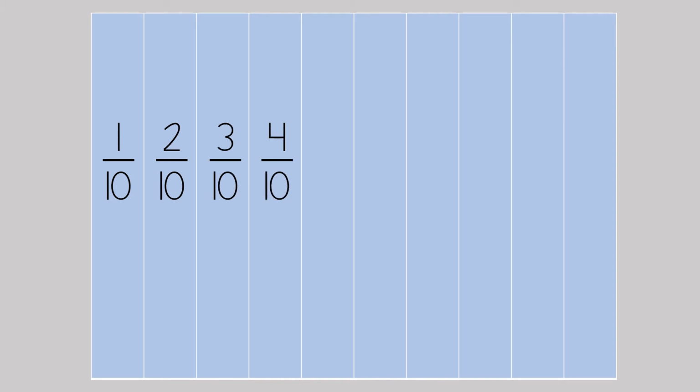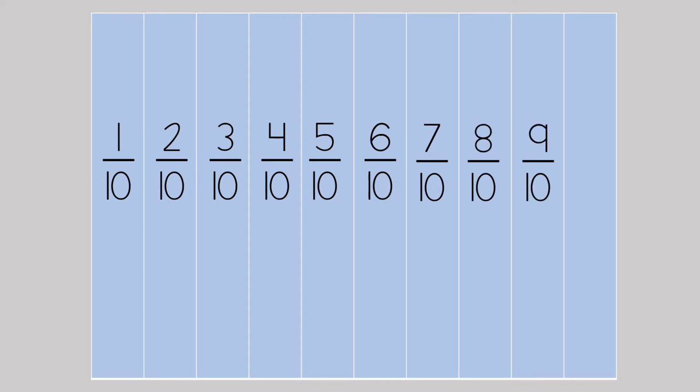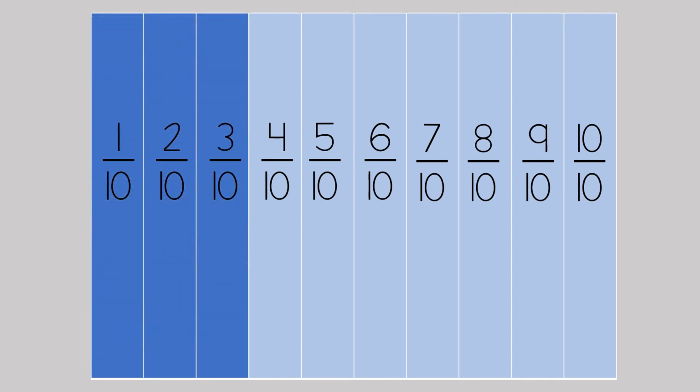If I'm looking at a visual model of fractions, I can count the pieces here to see that I have 10 pieces total, so each piece would be worth 1 tenth, 2 tenths, 3 tenths, and so on up to 10 tenths. For example, if I shade in 1 tenth, 2 tenths, and 3 tenths, I would have 3 tenths of this bar shaded.